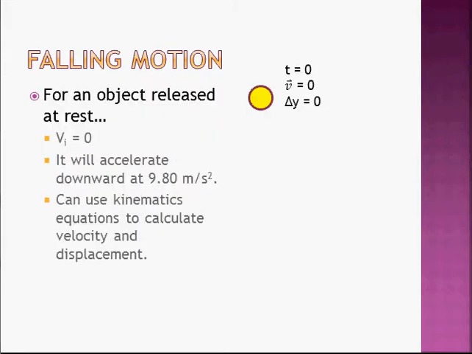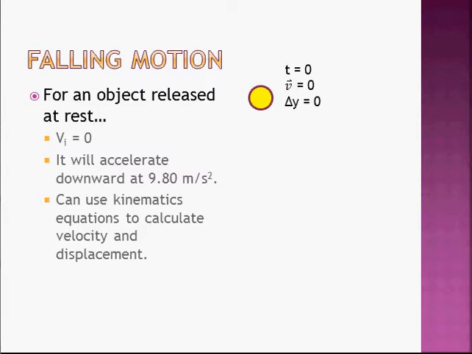So let's just say we have a ball, we hold it out, it's just in the palm of our hand, or we're holding it above the ground, and we let go. As soon as we let go, we can say at the very beginning, let's just say we start a stopwatch, time is 0, our initial velocity is 0, and our displacement is 0. This is at the very beginning. Well, when we let go, it begins to accelerate, and it's accelerating downward at 9.8 meters per second squared.